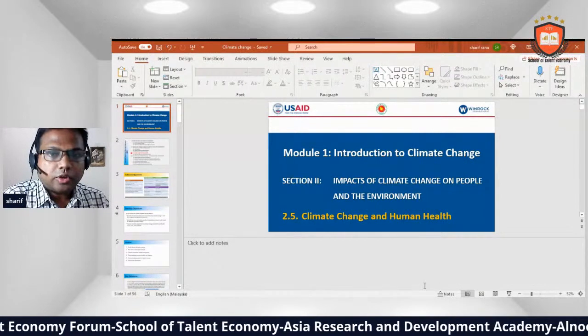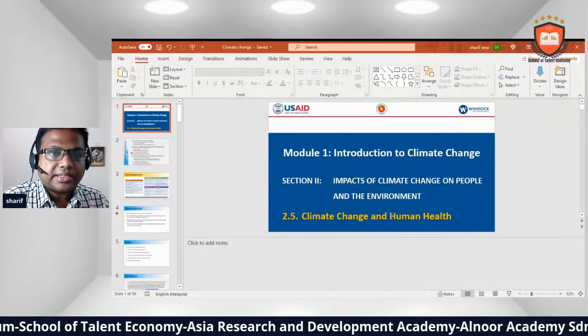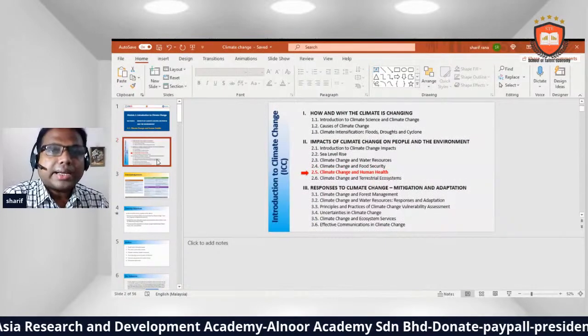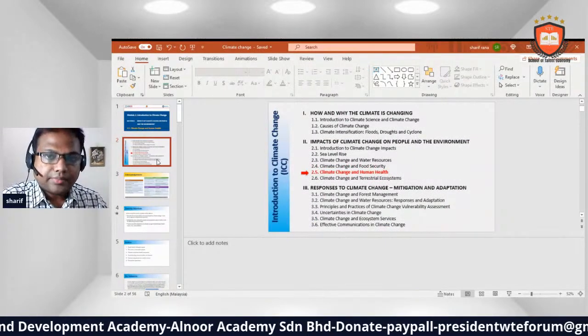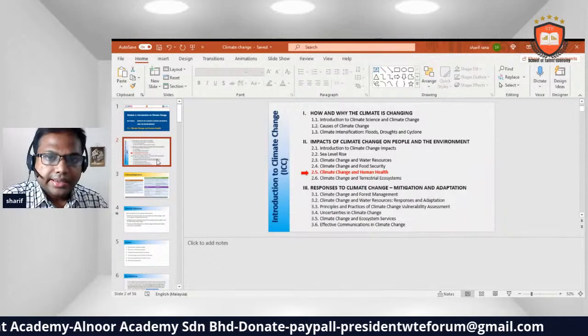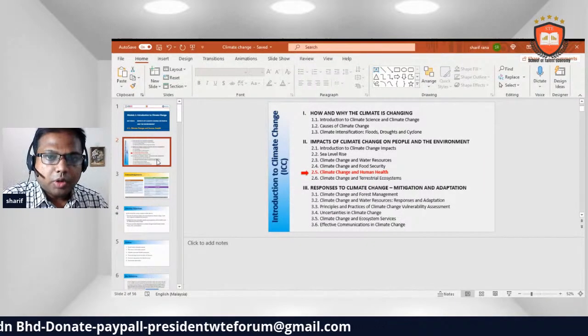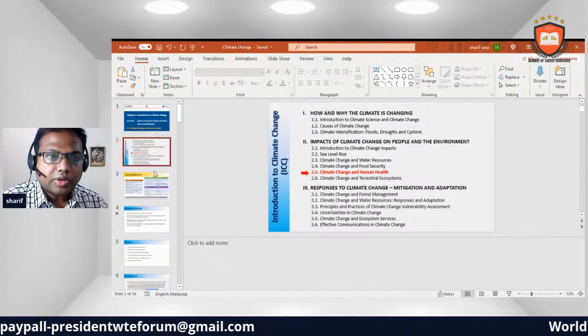Impact of climate change on people and the environment, climate change and human health. How and why the climate is challenging. Introduction to climate change, impact of climate change on the people and the environment, response to climate change, and mitigation and adaptation.